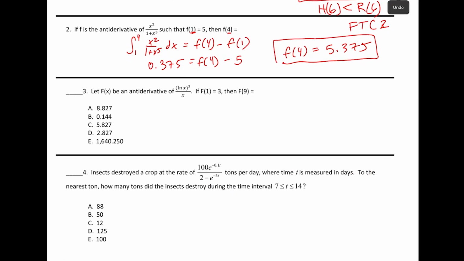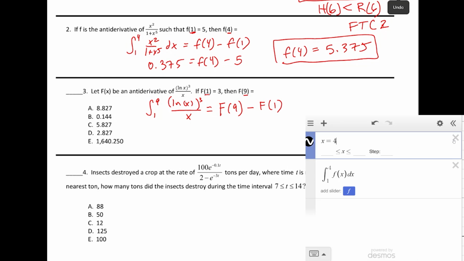Number 3 says let capital F be an antiderivative of that function. If capital F of 1 equals 3, then what's capital F of 9? So this is basically the same kind of question. And we'll set it up in a very similar way here. The integral from 1 to 9 of natural log of x, quantity cubed, over x is going to equal F of 9 minus F of 1.